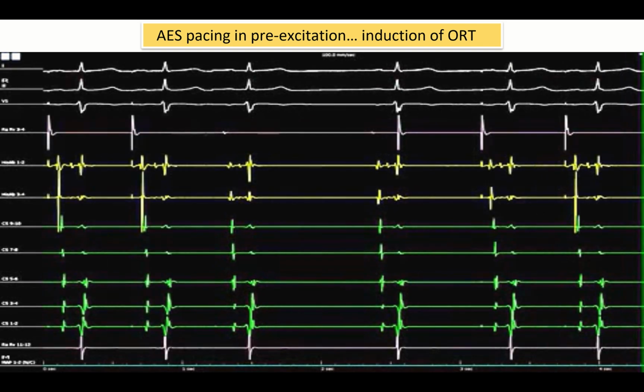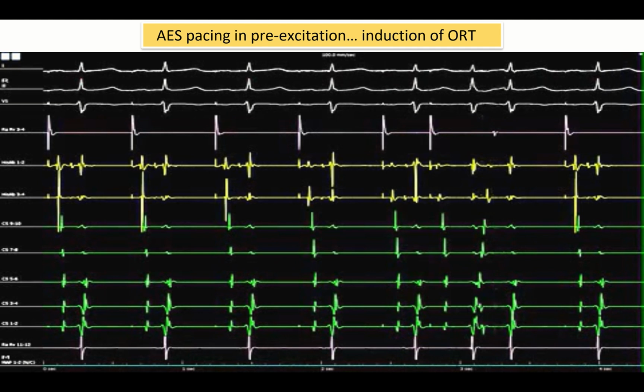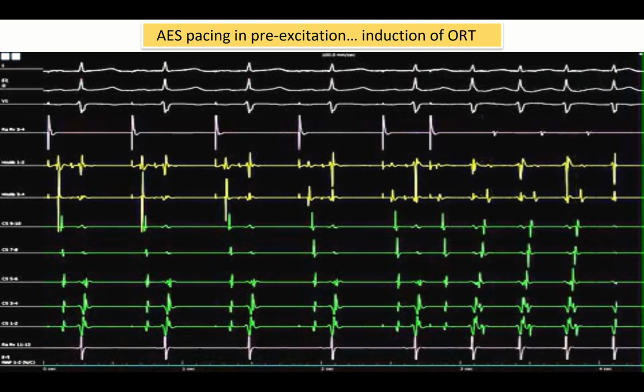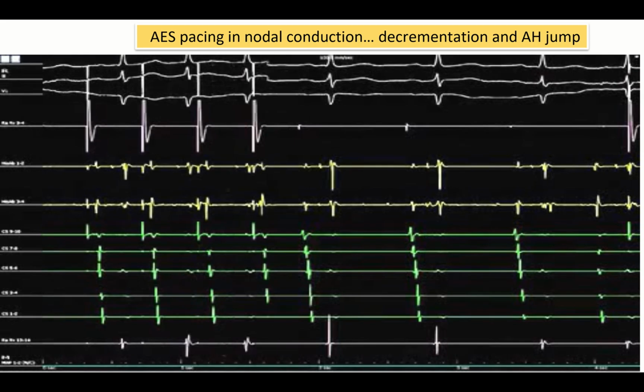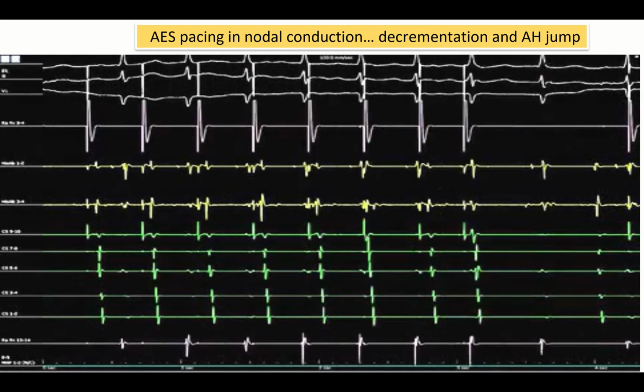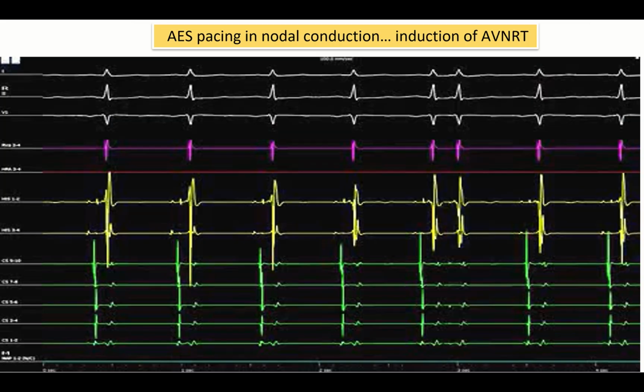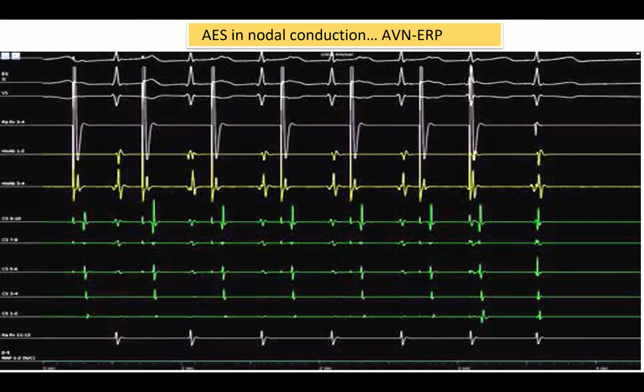And this is an example when we give an atrial extra stimulus and sudden onset of orthodromic reciprocating tachycardia. However, this example is nodal conduction and no evidence of an accessory pathway, as we give an atrial extra stimulus, sudden AH jump, then decrementation.